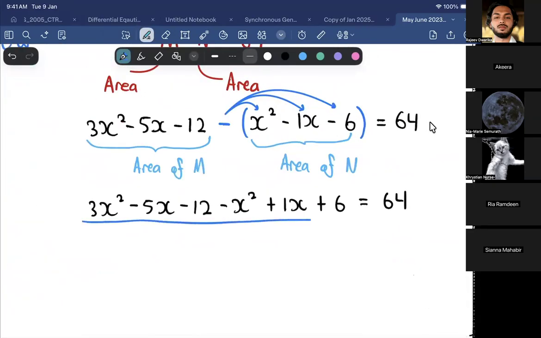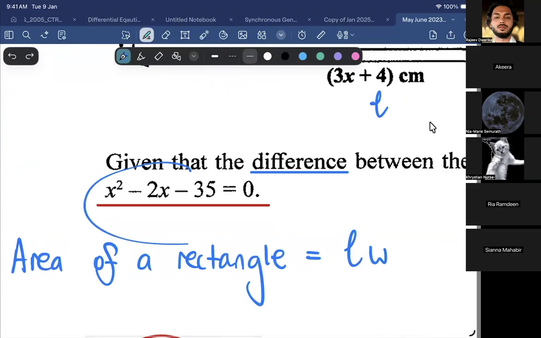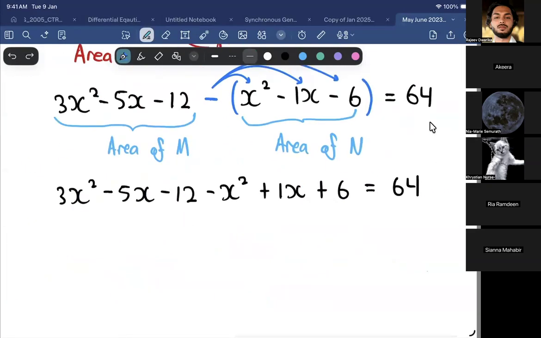What are the like terms in that equation? Could somebody tell me the like terms? And by the way, remember, we're working towards this. This is what we're trying to show. So what are the like terms in this equation?